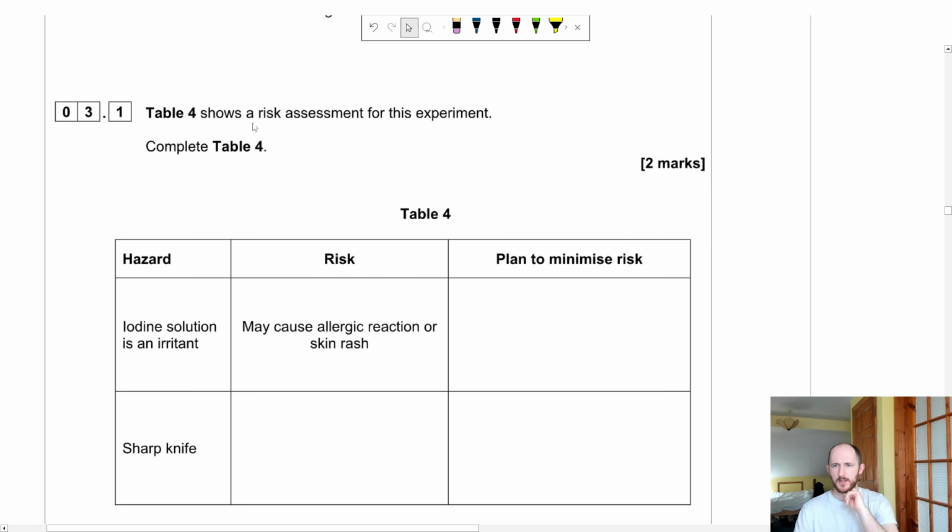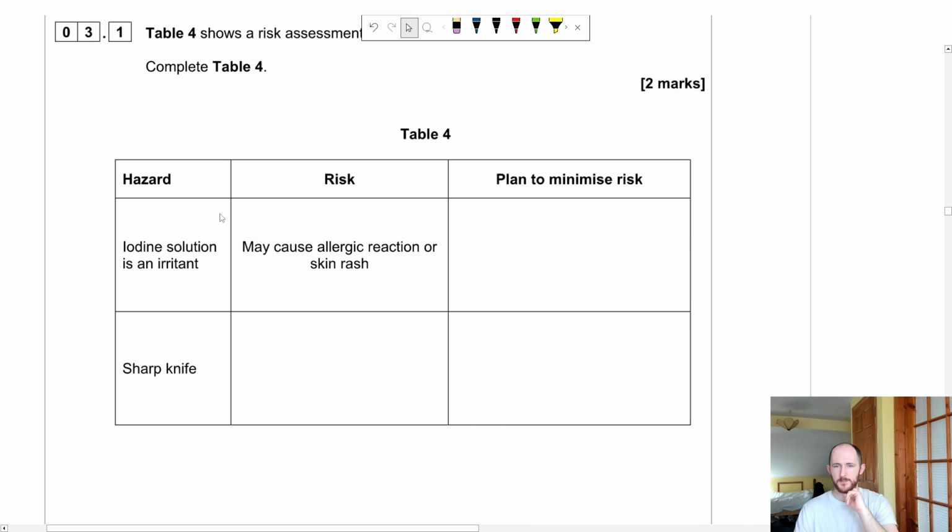Okay. Shows a risk assessment. Okie dokie. Iodine solution is an irritant. Indeed. May cause an allergic reaction or skin rash. Plan to minimize it. Wear gloves. Yeah, not too tricky. Some other things you could say: wash skin immediately if there is contact and wipe down any spills. That's the best thing. Sharp knife risk. Well, gee, I wonder. You may cut yourself.